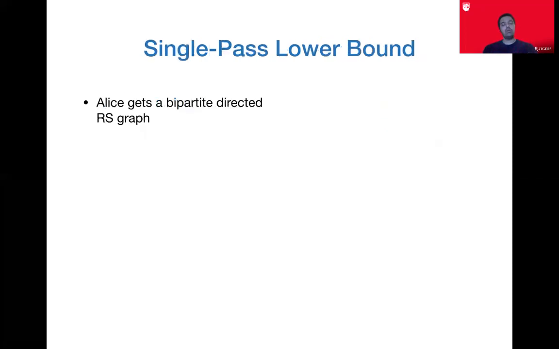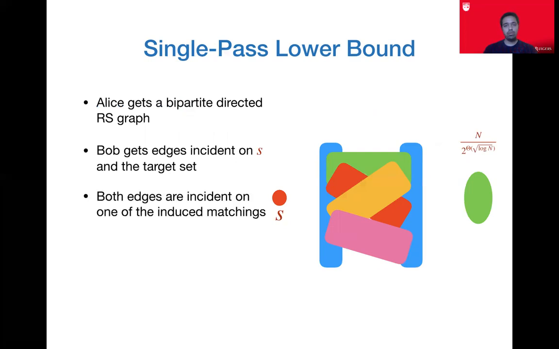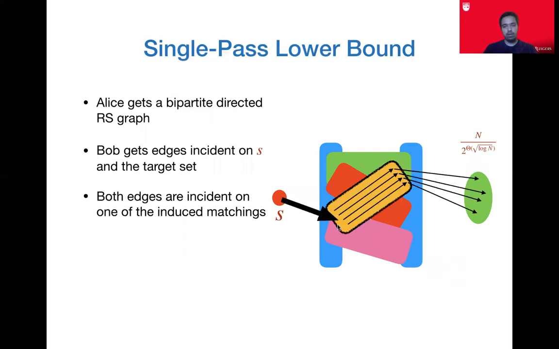So how do we create our construction? Well, this is for the one pass problem. S has to find S star. So we put a bipartite RS graph in the middle, and then we direct the edges from left to right. So this is one of the induced matchings, it is directed. It has a bunch of other induced matchings. This is the first part of the stream. This is what Alice gets. Then Bob is going to get the edges incident on S and this set of target elements. And these edges are going to be exactly one of these induced matchings chosen uniformly at random.